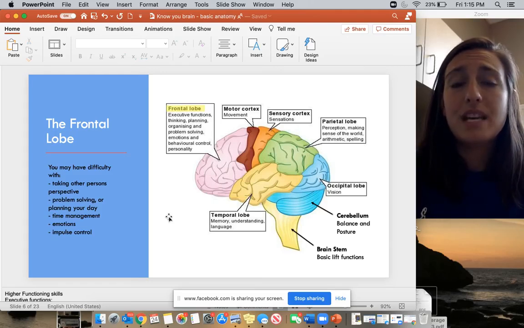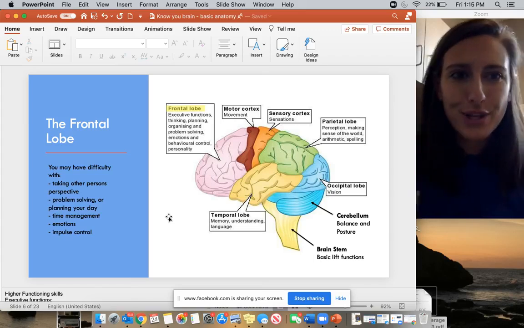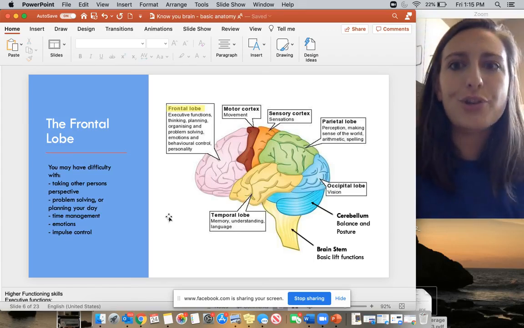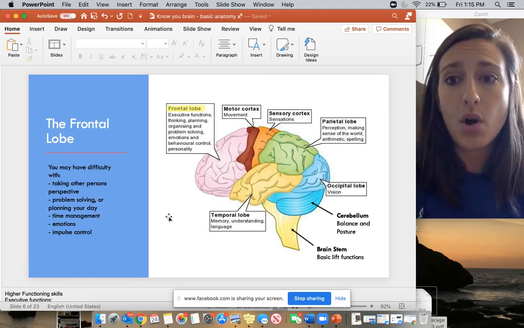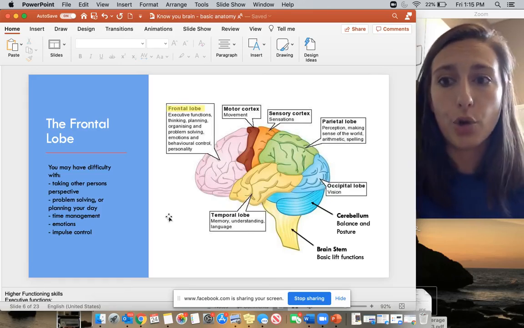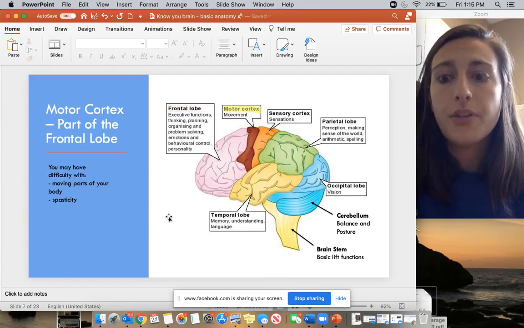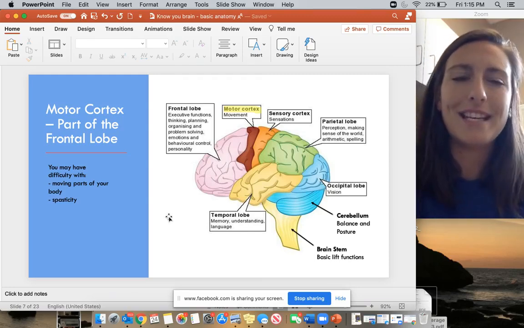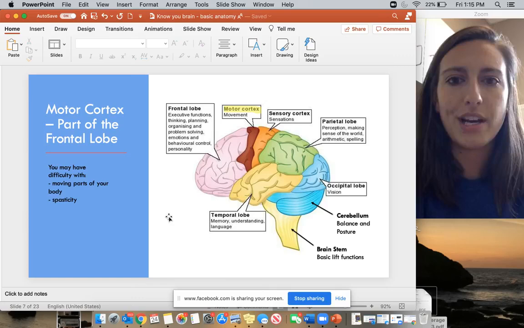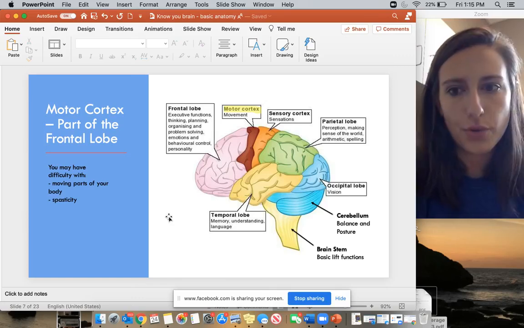You can either be more emotional than you're used to, or less emotional than you're used to, or overall less aware of other people's emotions. So all things to think about when it's the frontal lobe involved. There is a portion of the frontal lobe, it's the motor cortex. This is the easiest one to understand, in my opinion. This is where the movements of your body are controlled.